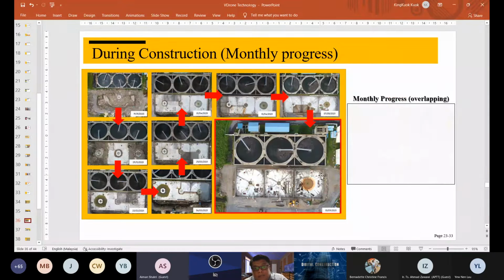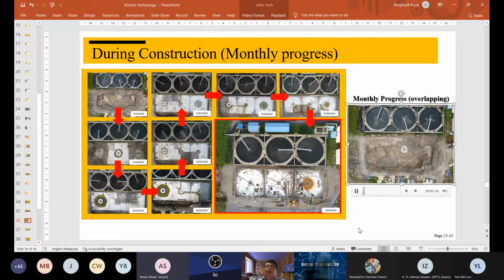Okay, then at the same time, this is a construction of the secondary clarifier. Okay, with the drone technology, we can capture the area view of that particular secondary clarifier at different stages, different times. The time will be recorded. We can put it in the video and see how the progress of the work is at different times and different stages. Okay, it can be used as a record, as a report, and also as a progress claim.